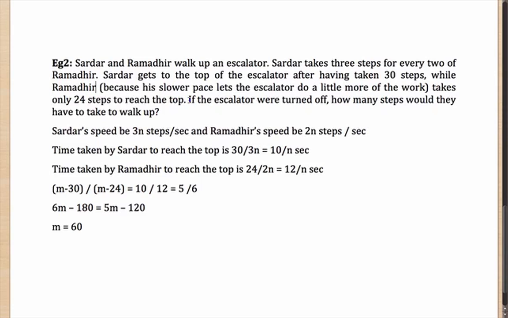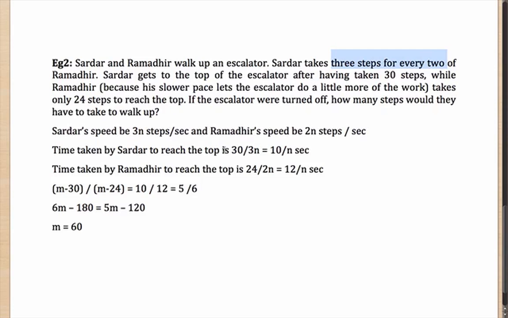The question is very similar to the previous one: if the escalator were turned off, how many steps would they have to walk up? Let's say Sardar's speed is 3n steps per second and Ramadhir's speed is 2n steps per second. That is in that ratio which was mentioned here, 3 steps for every 2 of Ramadhir.